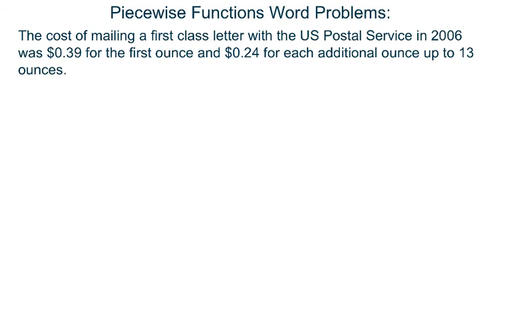Alright, and then the last thing is we're going to do a word problem. So, sometimes these trip people up. Just make sure that you're reading this. So the cost of mailing a first-class letter with the U.S. Postal Service in 2006 was 0.39 cents for the first ounce, and then 0.24 for each additional ounce up to 13 ounces.